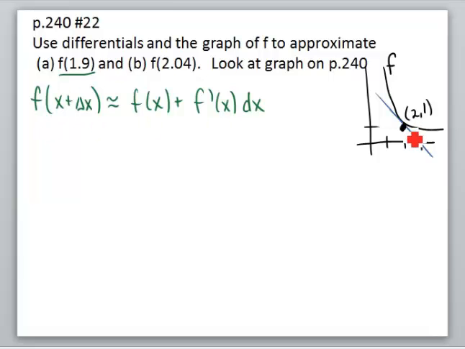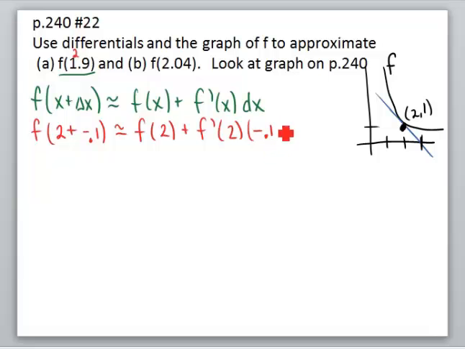Well, the one piece of information I know is that it does go through the point (2, 1). So I'm going to use 2 as my x. My change in x, the difference between 2 and 1.9, is negative 0.1. So I'm going to plug 2 in for my x. And my change of x is negative 0.1, which is also going to be my dx. So 2 plus negative 0.1 is 1.9, and that's the height I want to find the function to be at.